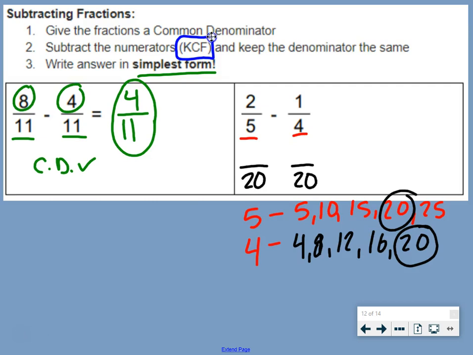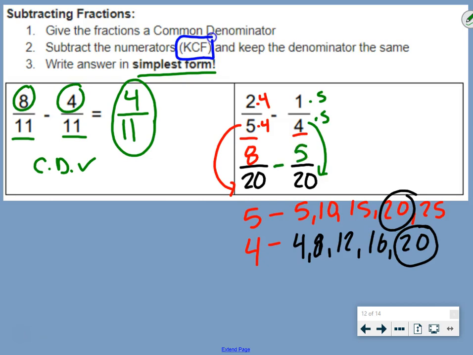So our common denominator is going to be 20. So how can we get from 5 to 20? That'd be multiplying by 4, which means we have to multiply the top number by 4 as well. 2 times 4 is 8. And then for the next one, how do we get from 4 to 20? That would be multiplying by 5, which means we have to multiply 1 by 5. 1 times 5 is 5.